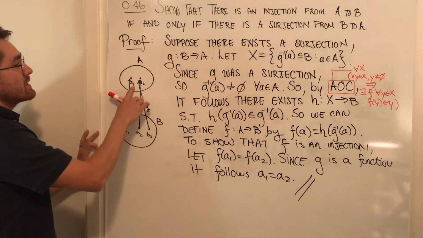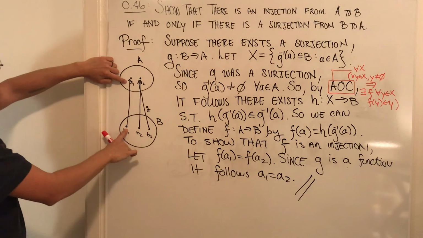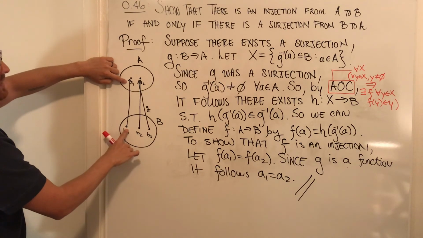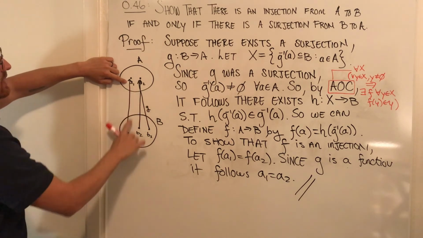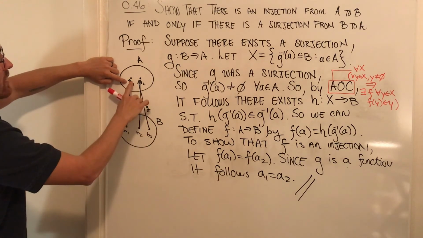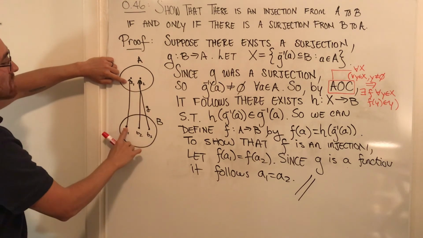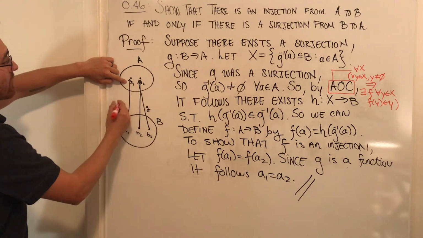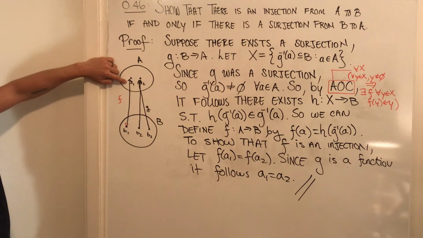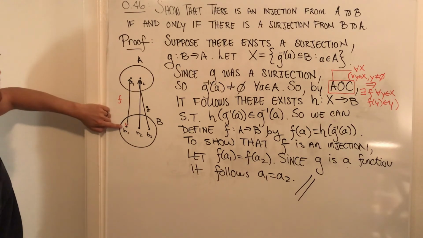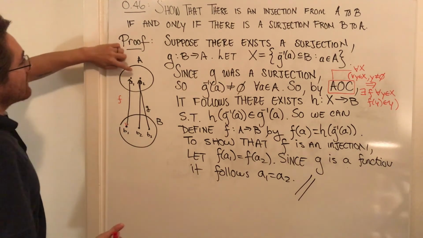Here's what I do. Let's start with A1. Well, there was only one element in its preimage. If you look at G, the preimage of A1 was B1. So if I'm taking my function f, there's only one thing it can be. It could be B1. So f of A1 is B1, and I've got an injection so far, right? Now let's look at A2.